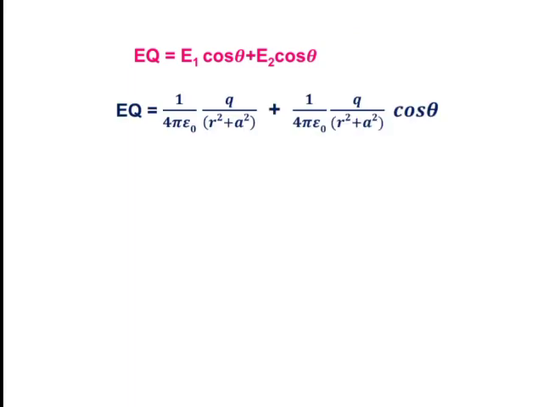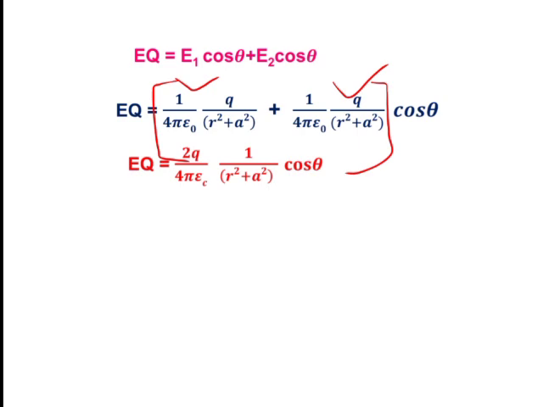Okay, so here EQ is equal to E1 cos theta plus E2 cos theta. Then EQ is equal to 1 divided by 4 pi epsilon naught Q divided by R square plus A square. So I substituted the value of E1 and E2, and cos theta is common here. Now EQ is equal to, if we add these two, then how much will we get? 2Q divided by 4 pi epsilon naught, 1 divided by R square plus A square into cos theta.